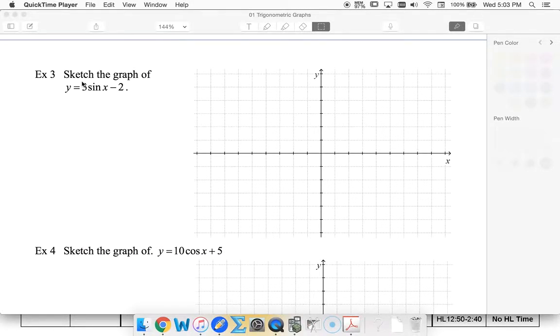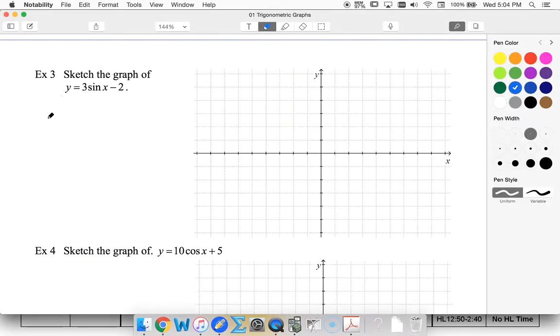Okay, so now we're going to look at graphing specific sine graphs. The first one we're going to look at is 3 sine x minus 2. For this one, I'm going to start by stating my amplitude is going to be 3, and my vertical shift is going to be negative 2. So my center line is going to be moved down to negative 2, and then I'll go up 3 and down 3 from there. So I'm going to start by putting in my center line.